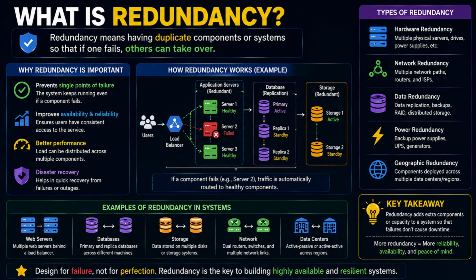Common types include hardware redundancy, network redundancy, data redundancy, power redundancy, and geographic redundancy. The key takeaway: add redundancy so failures don't cause downtime. Remember, design for failure, not perfection. Redundancy is the foundation of highly available and resilient systems.